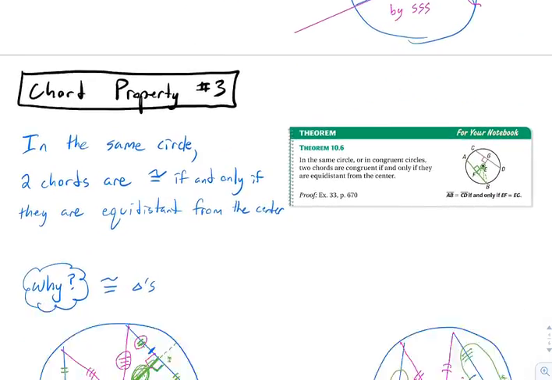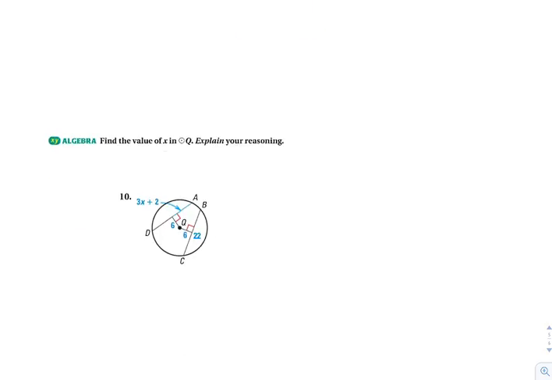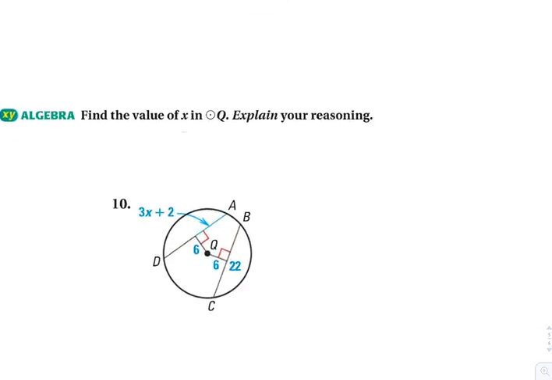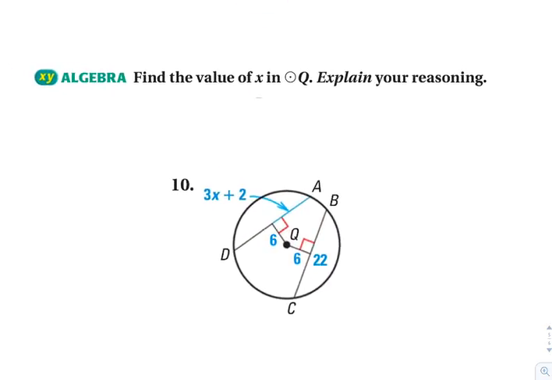Let's just practice some problems, okay? So we practiced that one already. Let's look at this one. We want to find the value of x when 3x plus 2 refers to this length. Okay, we've got to use two separate properties here.